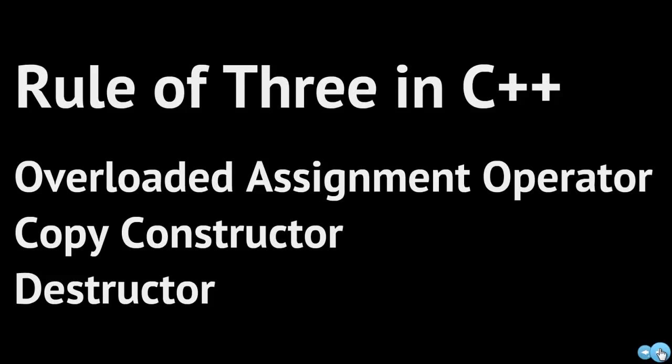Alright, so in this video we're going to be looking at when and why we would need to write an overloaded assignment operator, a copy constructor, and a destructor in C++. Whenever we write certain classes that have certain types of data members, we'll need to write all three of these. And that's why it's called the rule of three.